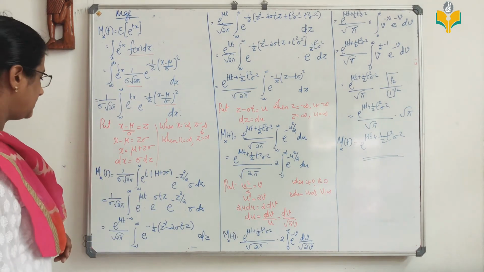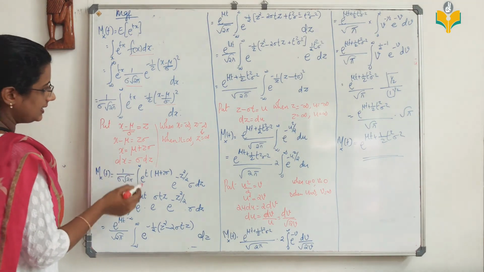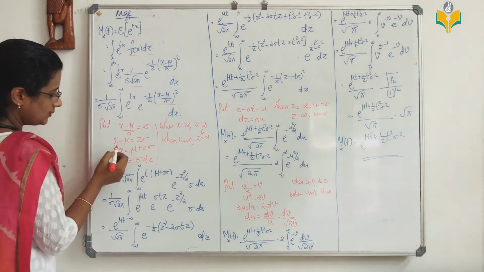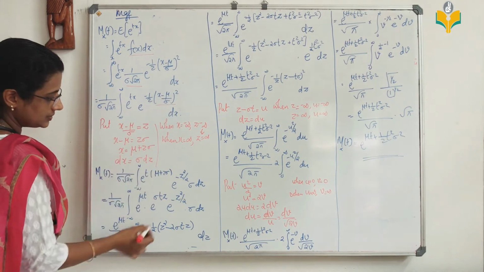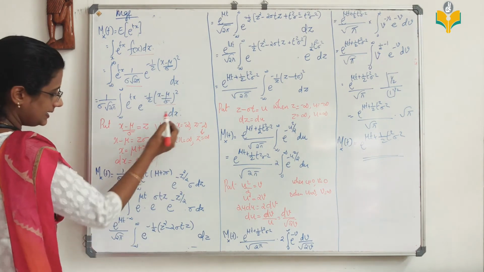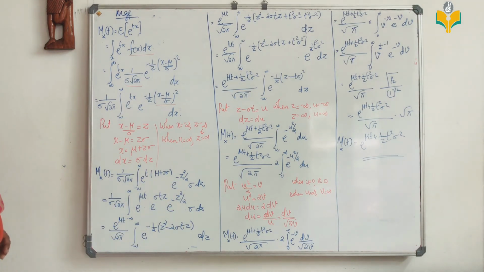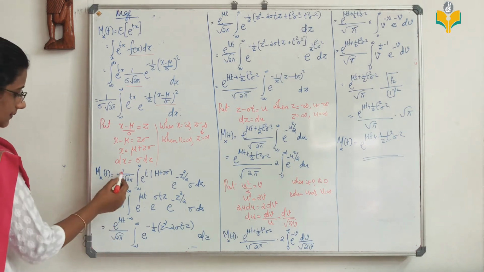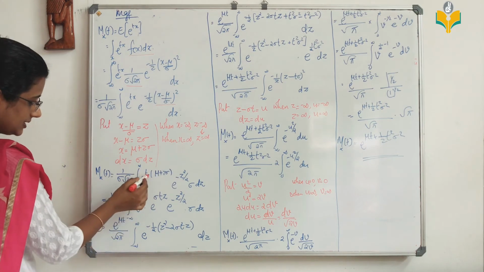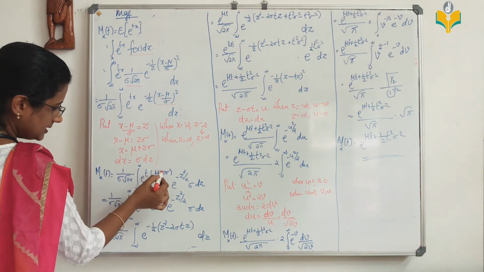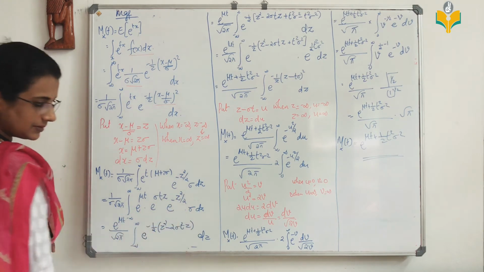Then M of t will be 1 by sigma root 2 pi integral from minus infinity to plus infinity of e raised to t into, instead of x, we write mu plus z sigma, into e raised to minus z square by 2, and dx is sigma dz. Now 1 by sigma root 2 pi into the integral from minus infinity to infinity. I will split all the terms: e raised to mu t into e raised to z sigma t into e raised to minus z square by 2, sigma dz.